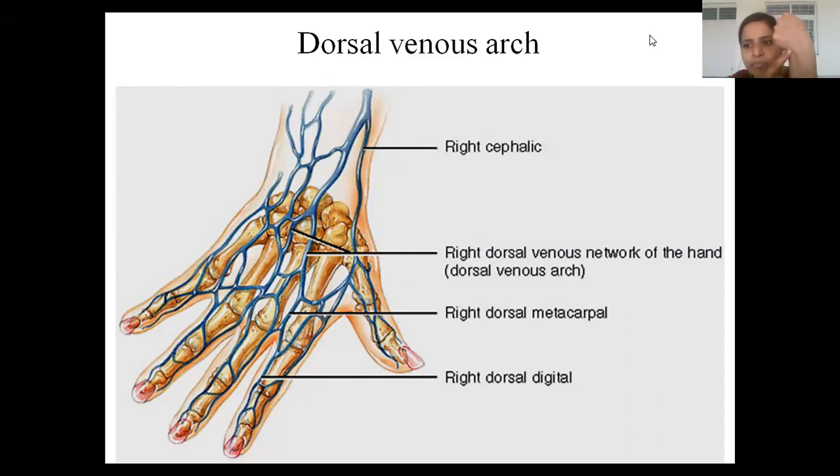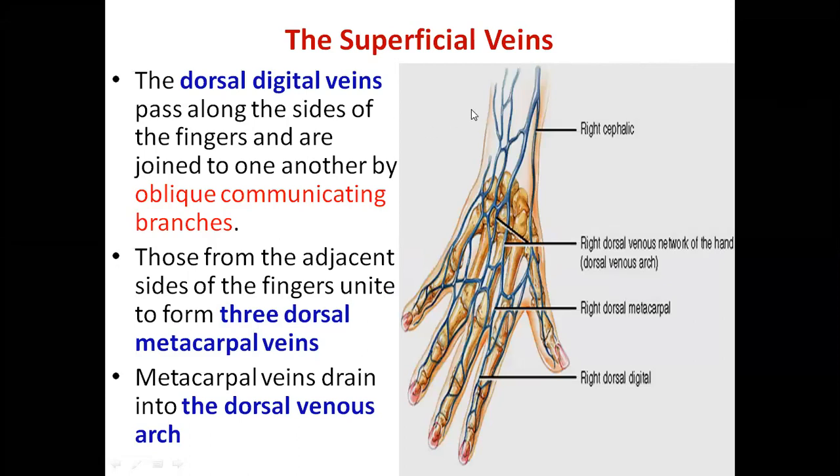And it is not the same for everyone. It differs from person to person. So this arch-like structure, whatever we have here, is the dorsal venous arch. Okay, now let us see the details of everything.